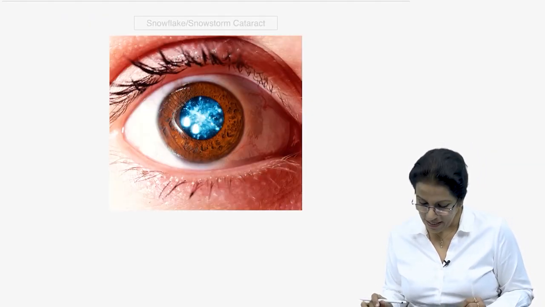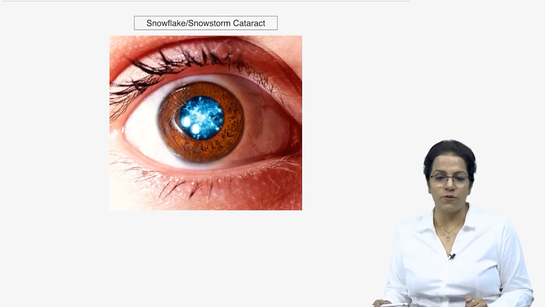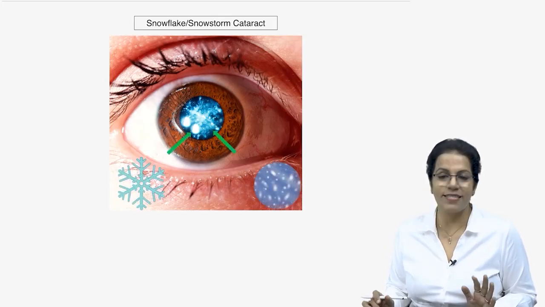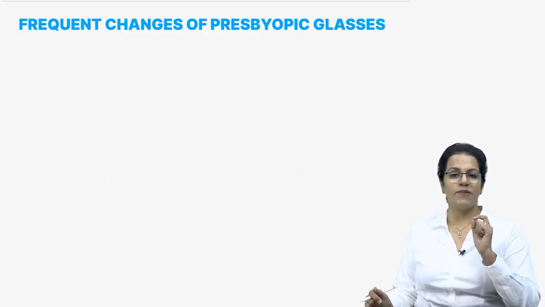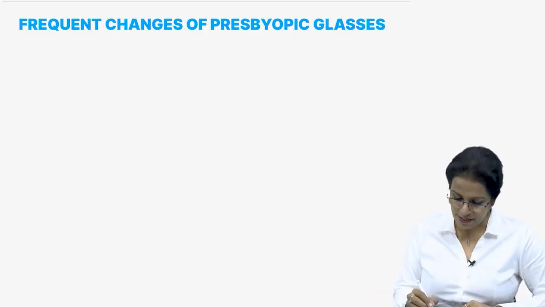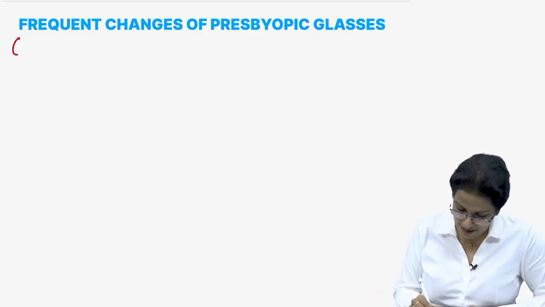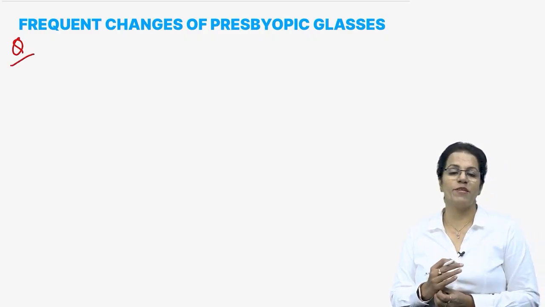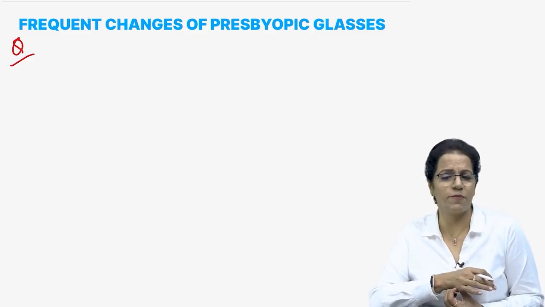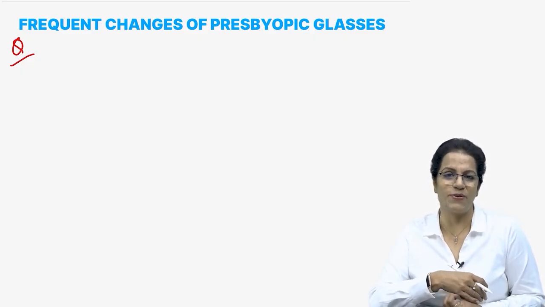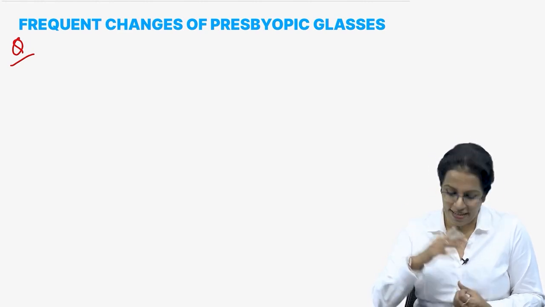So here you are. What are you looking at? So this is your snowflake or snowstorm, where these opacities look like this. It's a morphological description. Another very important point and question asked in exam is about frequent change of presbyopic glasses, or sometimes you can just be asked frequent change of glasses. Mainly it is the presbyopic we are talking about. What are the causes? Let's learn.